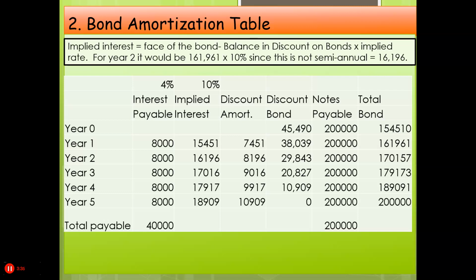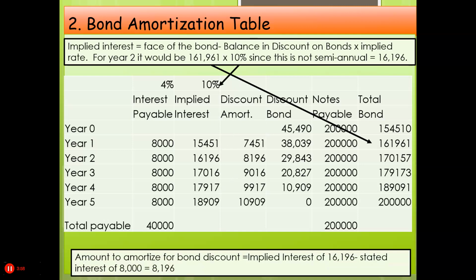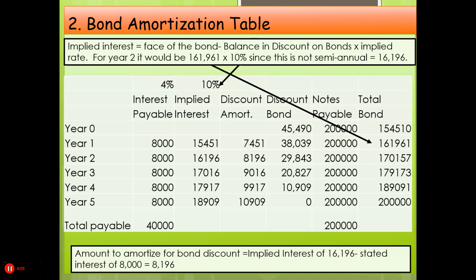So, for instance, for year 2, we would take the total value of the bond, which is the notes payable minus the discount, which gives you $161,961. And we're going to take that times 10%, which is the implied rate, and that tells us the interest is $16,196. That's the implied interest, and the difference, the amount that's going to be amortized, is $8,196.